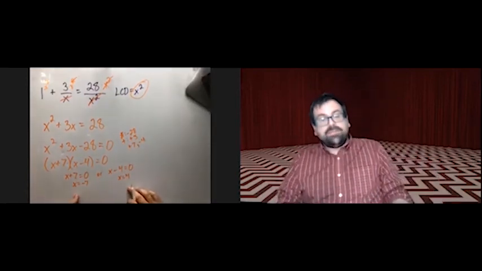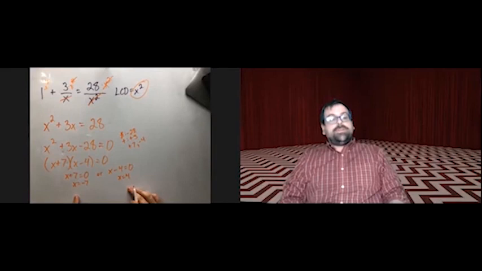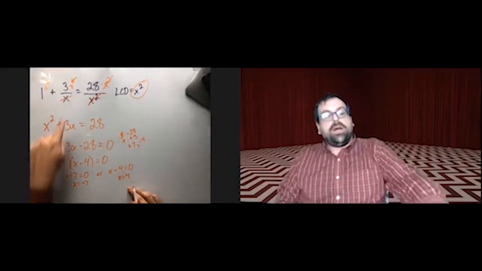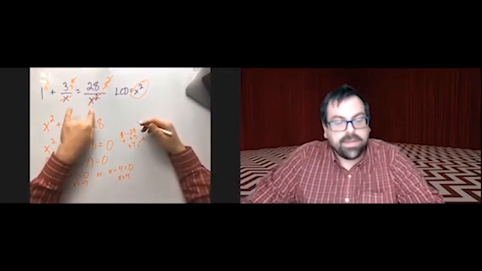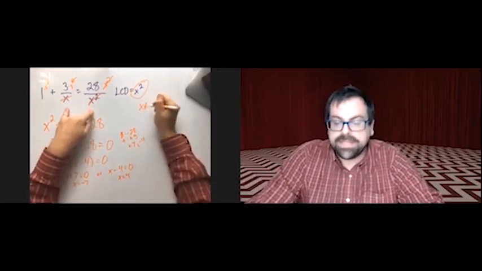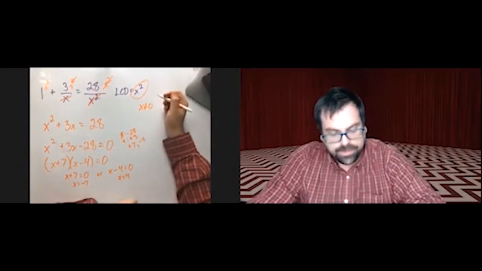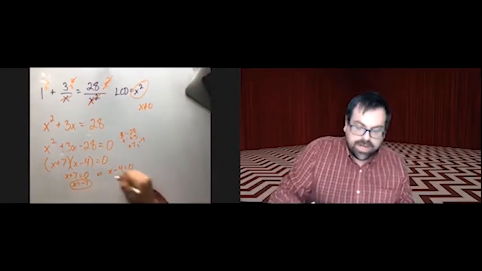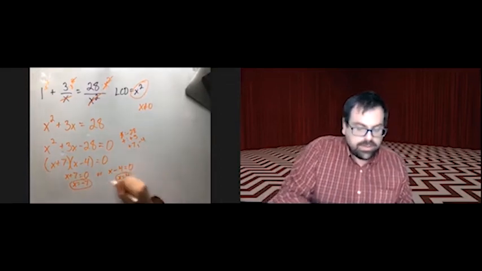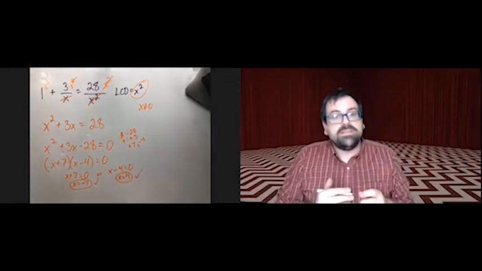Are we allowed to have these as answers? Well, x squared can't be 0. All that means is that x can't be 0. We did not get 0, so our answers are okay. Negative 7 and positive 4 both check.